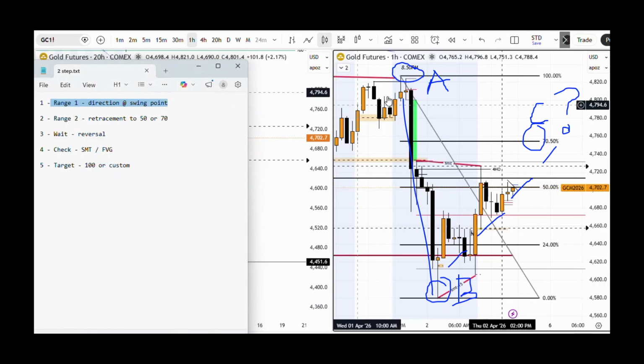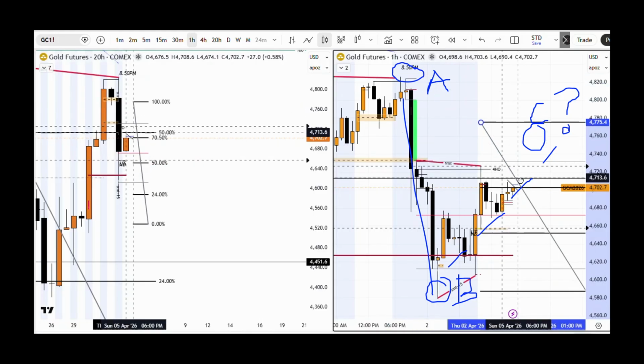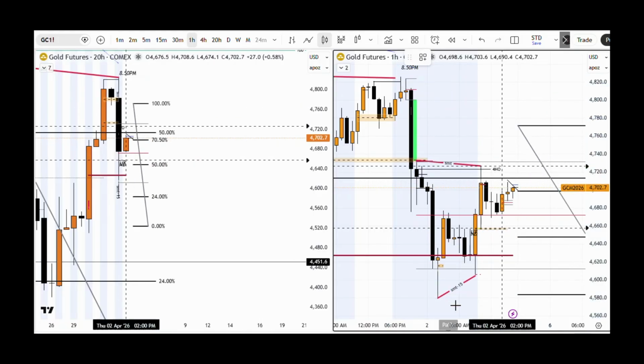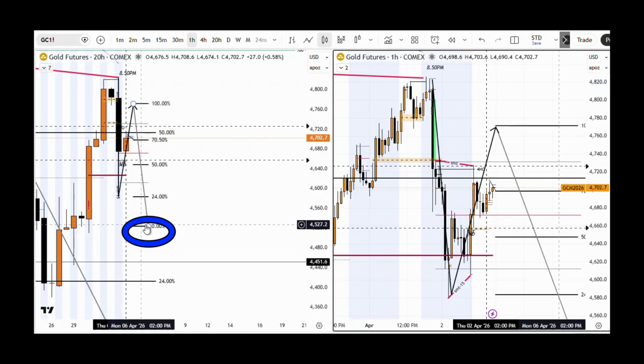Find the range 1. Here's your range 1. Find your range 2, which terminates at a maximum at 70, which is here. We've not got there yet, but that's the maximum. That's your point C. This is the point where you start to hunt for a trade, right? So your expectation is if you take the fib, let's say it went to the 70 and 70 was right here, then you are targeting 100%. That's your targeting.